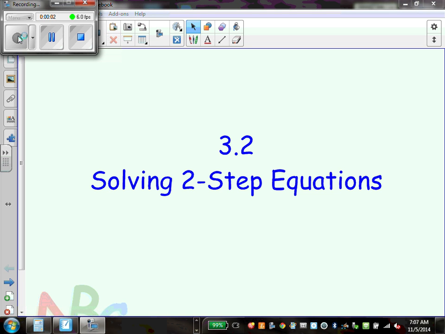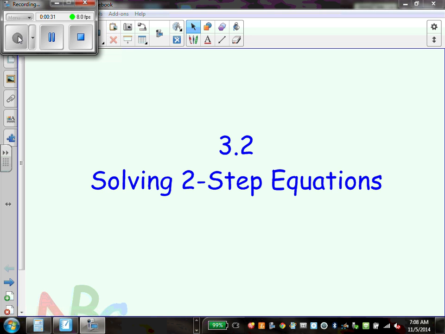Alright, everybody. Well, yesterday we learned how to deal with one-step equations and how to solve those. And the way we did it was by using these ideas of inverse operations. That was how we did it. Using subtraction to undo addition, using multiplication to undo division, using division to undo multiplication. We had these ideas from yesterday.